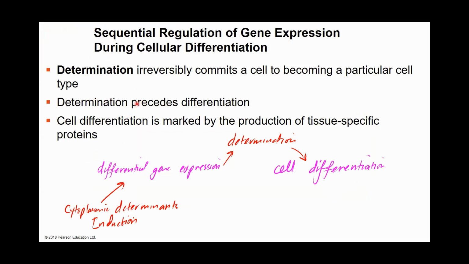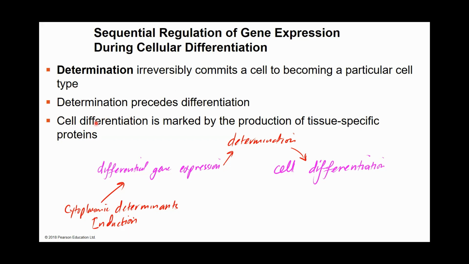So determination happens before differentiation. It takes some time for a cell to move from being determined to a fully differentiated cell. And when that happens, we will be able to see that the cell is becoming differentiated because its shape and structure will change.